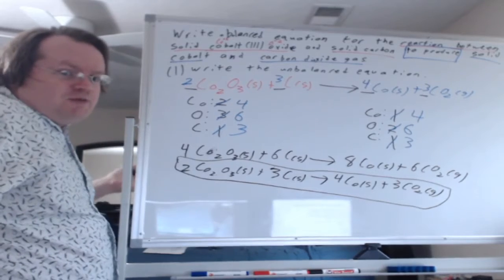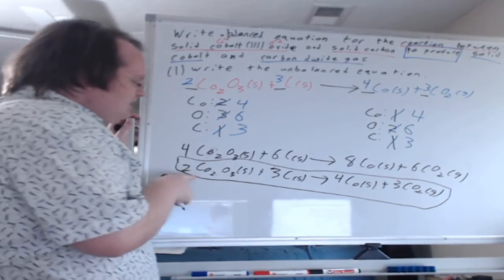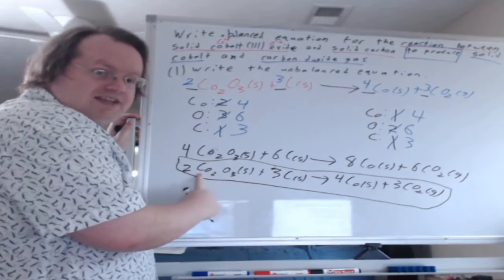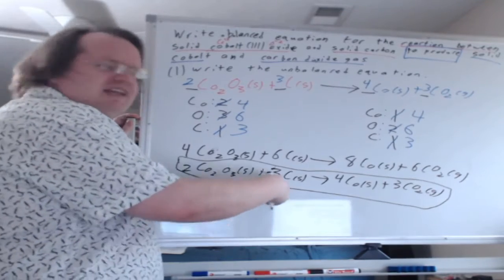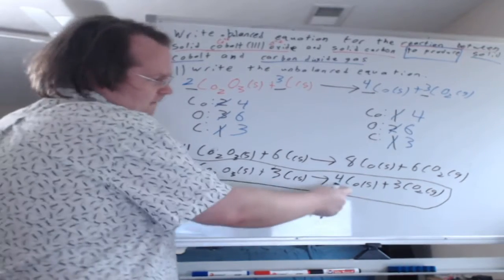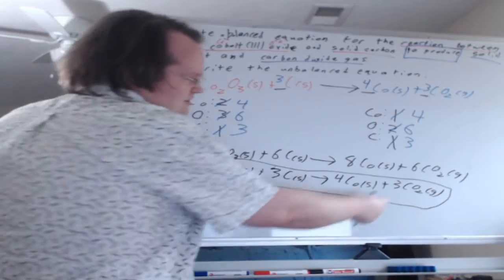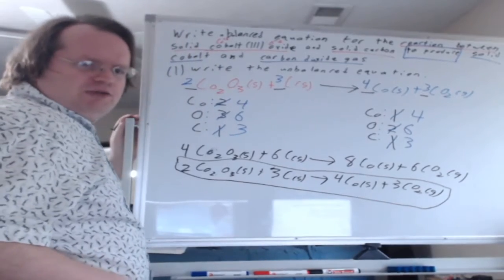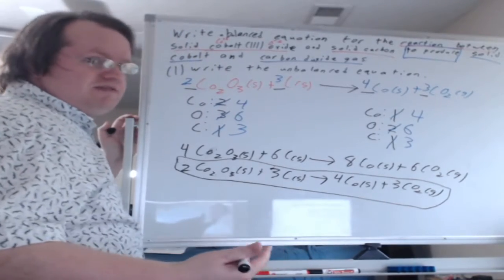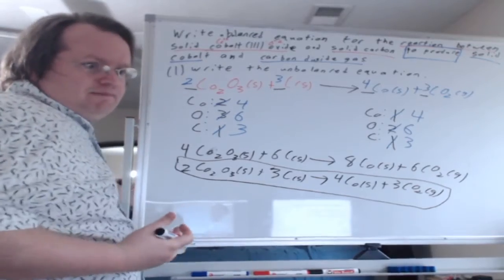You can also think of it with numbers we don't use in chemistry a whole lot. Technically, 2 dozen cobalt(III) oxide molecules can react with 3 dozen carbon atoms to make 4 dozen cobalt atoms and 3 dozen carbon dioxide molecules. Again, we're not likely to use that terminology, but it's a true statement.